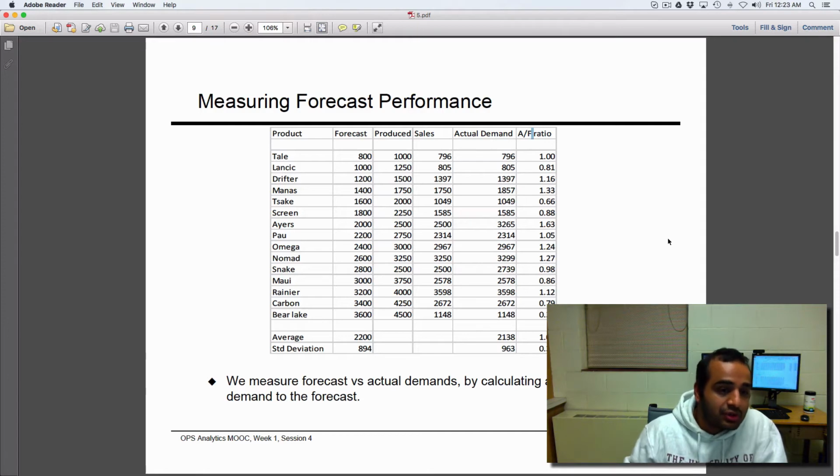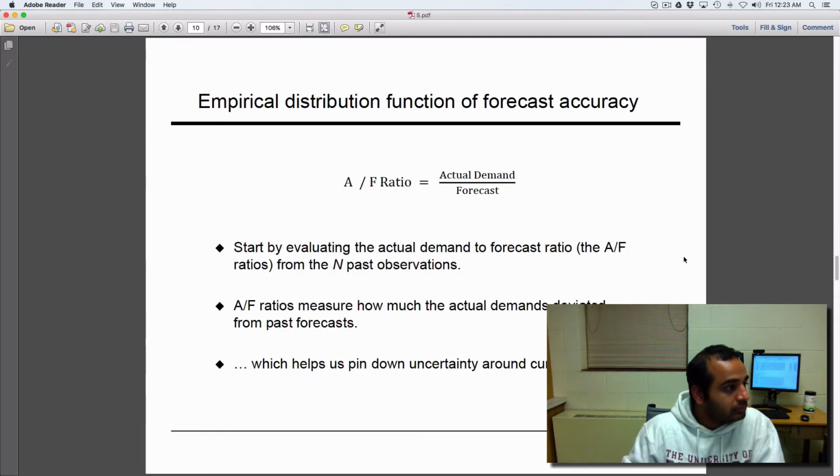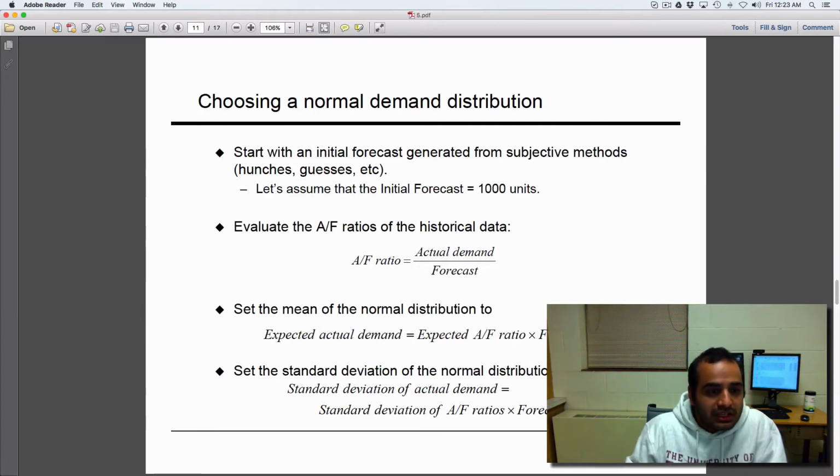If your AF ratio is 0.8, this means that your actual demand was 80% of the forecast. The AF ratio helps us pin down the uncertainty around the forecast. We're going to learn how to choose a normal distribution and fit it to our data. We start with the initial forecast.